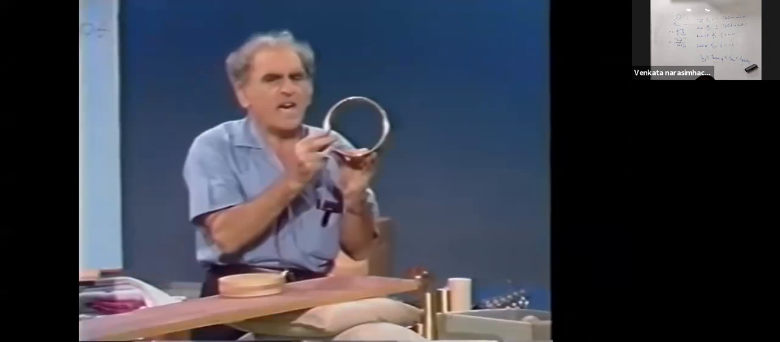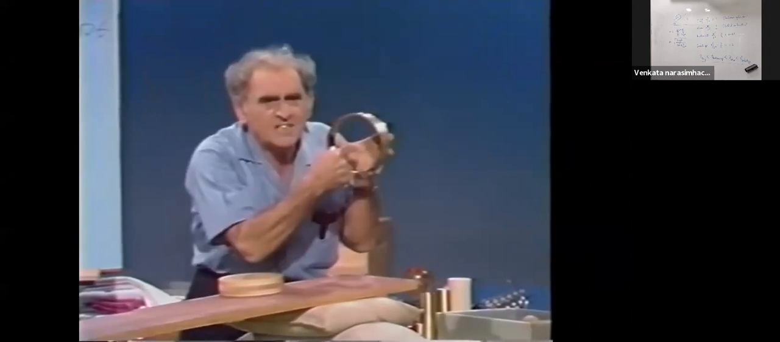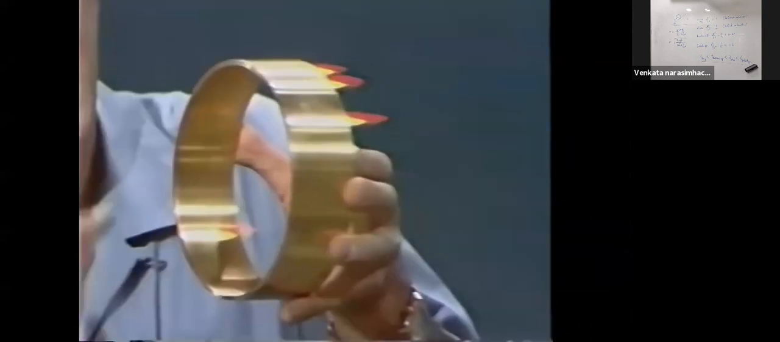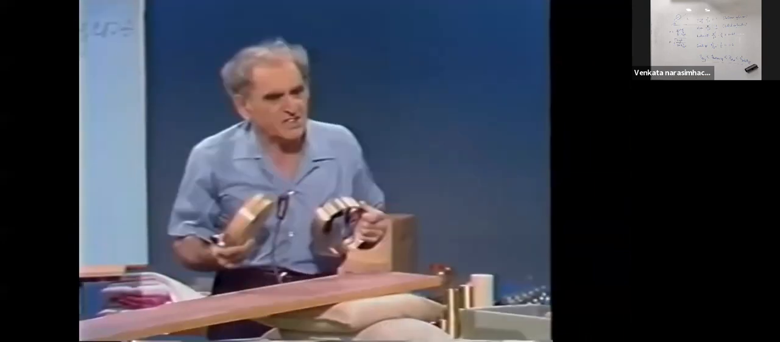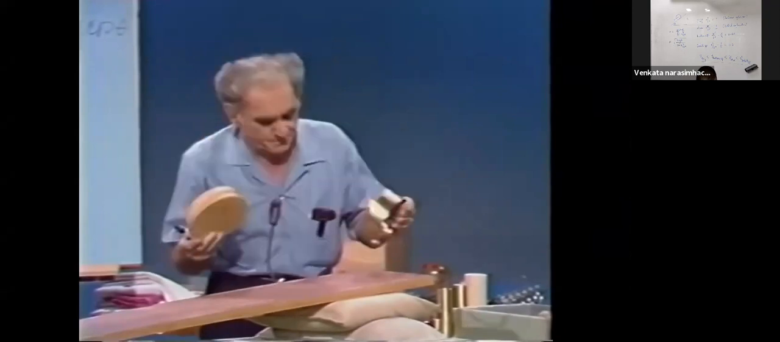Here we have a hoop. The hoop has another property. All the mass of the hoop with respect to a central geometric axis is in the periphery, in the edge. So now, this brass hoop and this wooden disc have the same mass, but their distribution of mass is different.